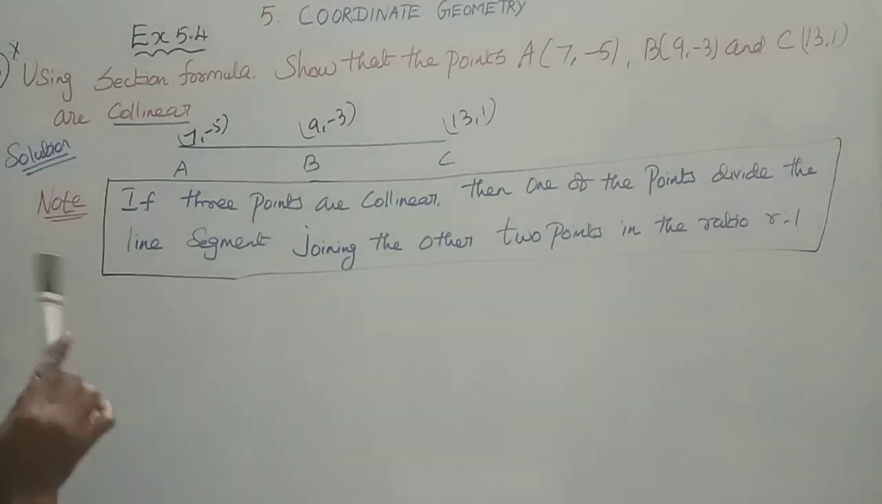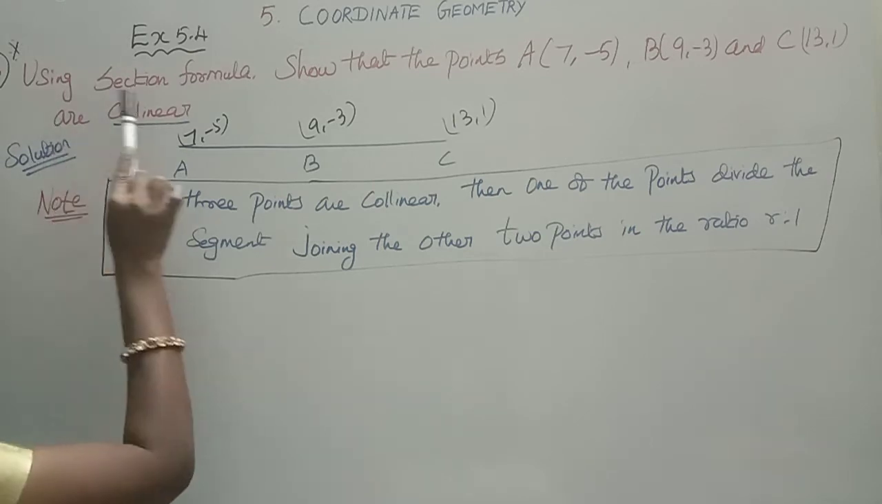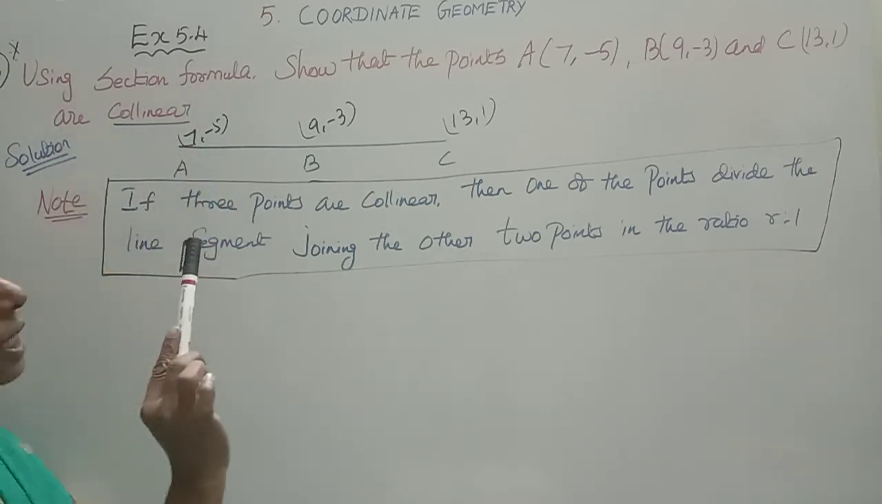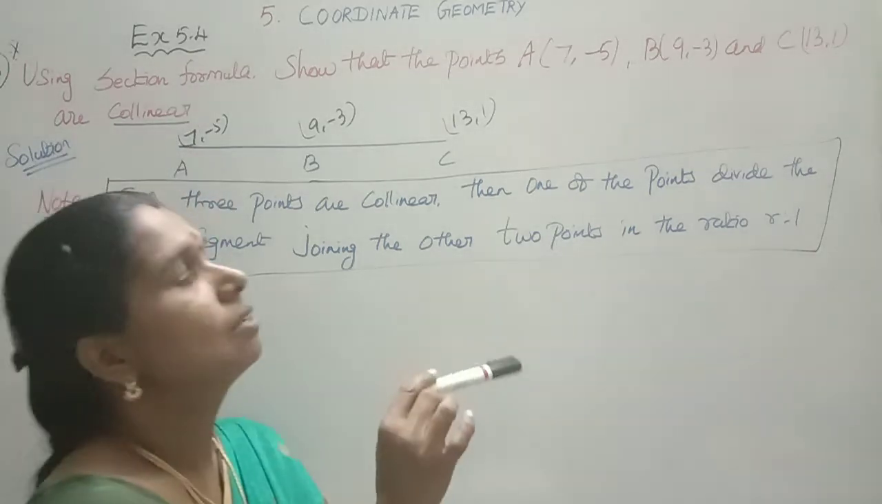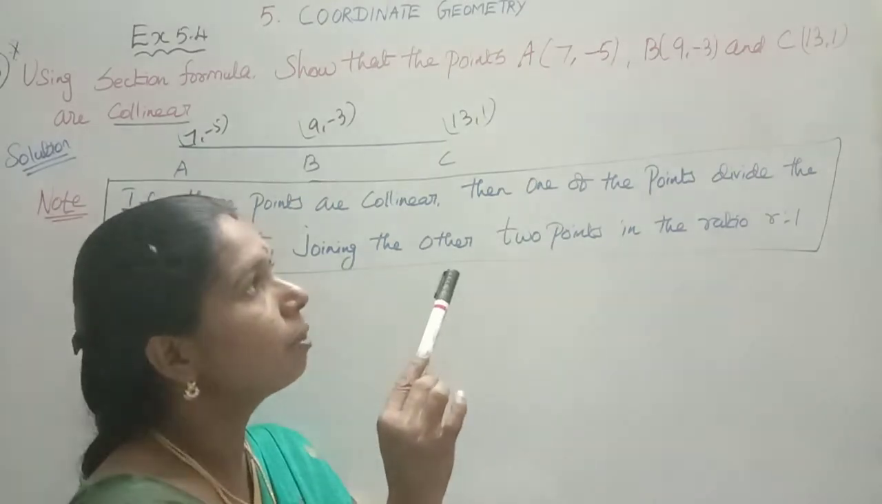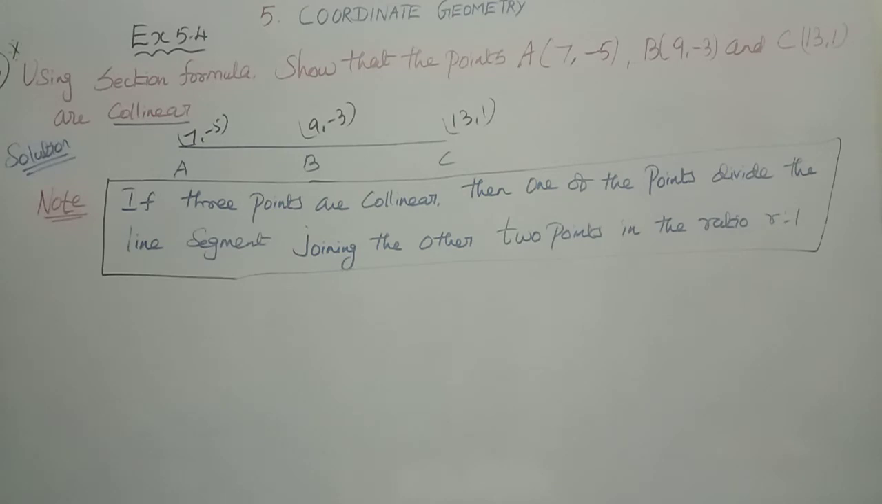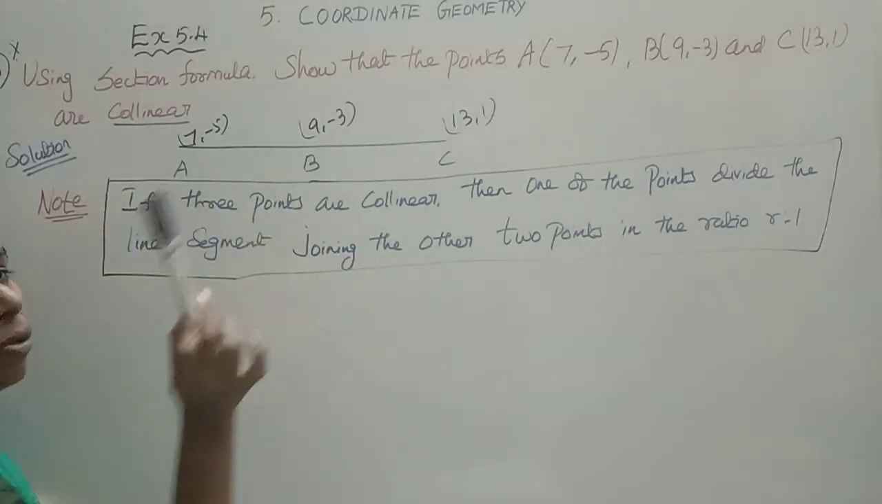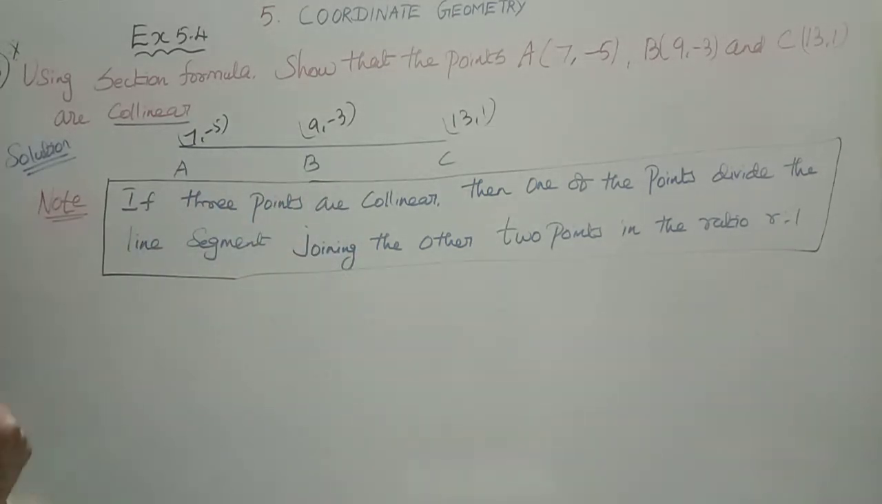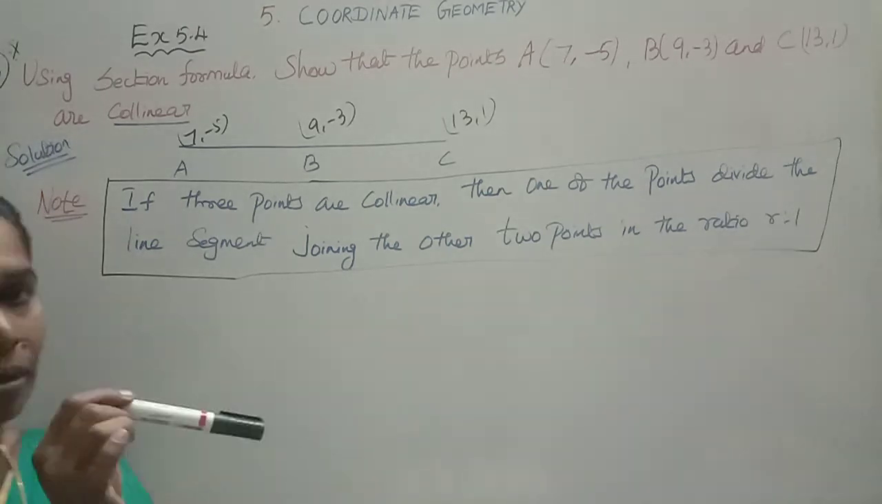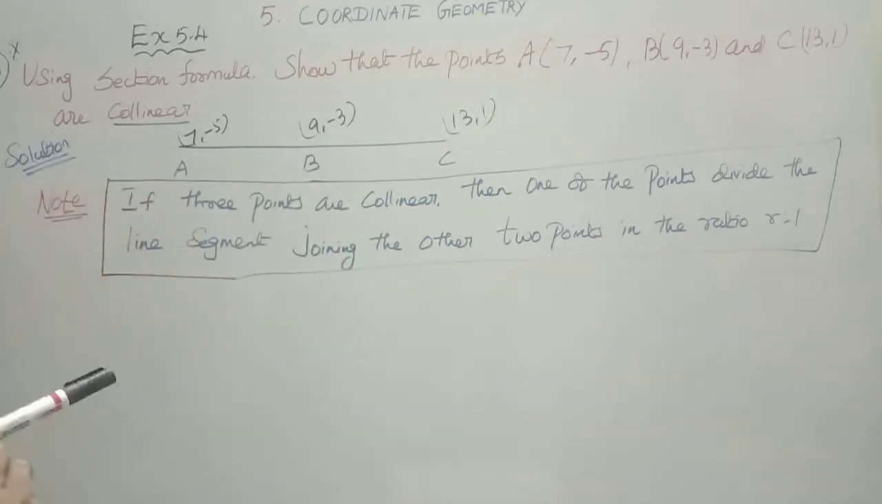Sixth sum, very important sum. Using the section formula, show that the points A of 7, minus 5, B of 1, minus 3 and C of 13, 1 are collinear. We have to say these points are collinear. Collinear means lying on the same line. But here we are having the section formula. How to say these 3 points are collinear?